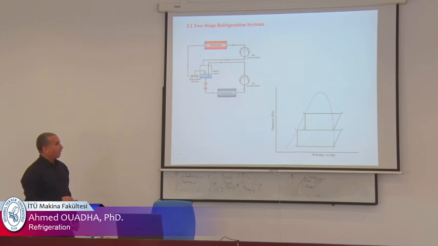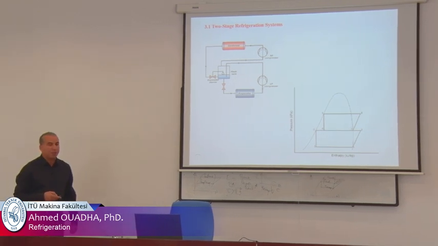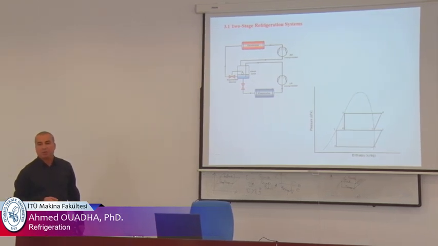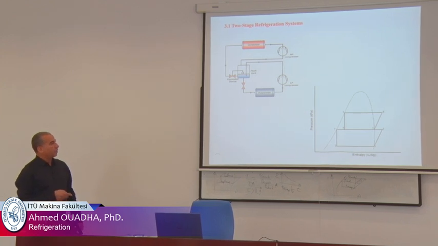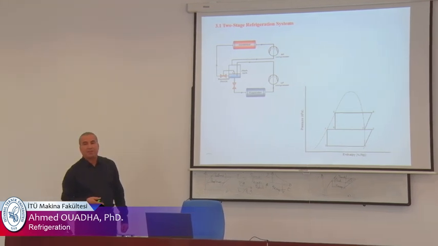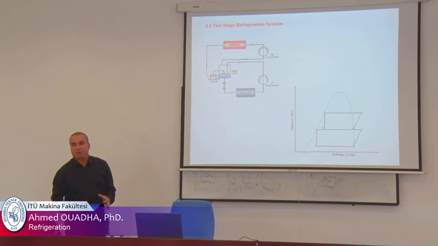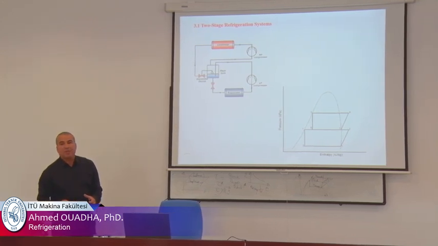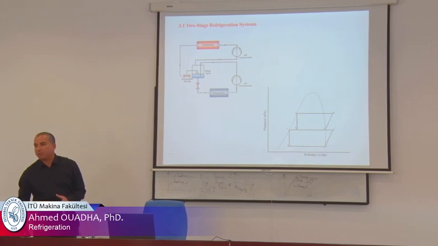So here there are two levels of pressure: the low pressure in the evaporator, the high pressure in the condenser, and there is an intermediate pressure. This pressure is a key parameter for the economy of the system. It means that there is an optimum value for this parameter to get the maximum coefficient of performance or the minimum energy consumed by the compressors.